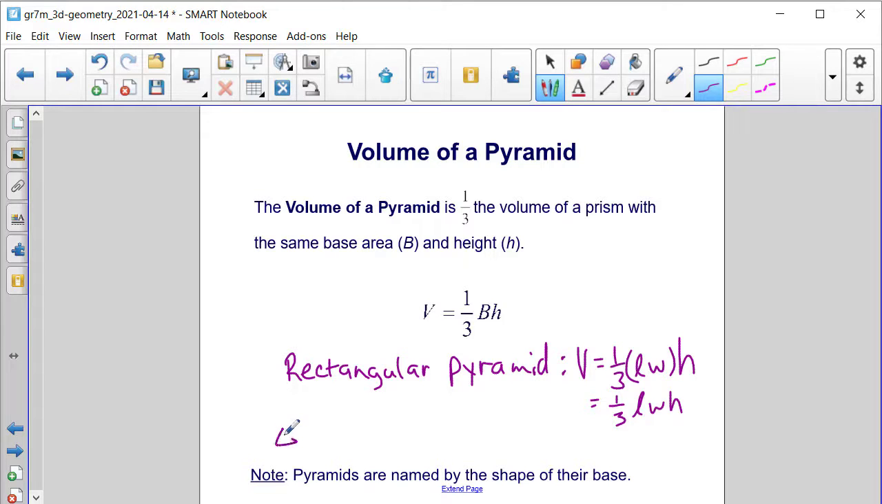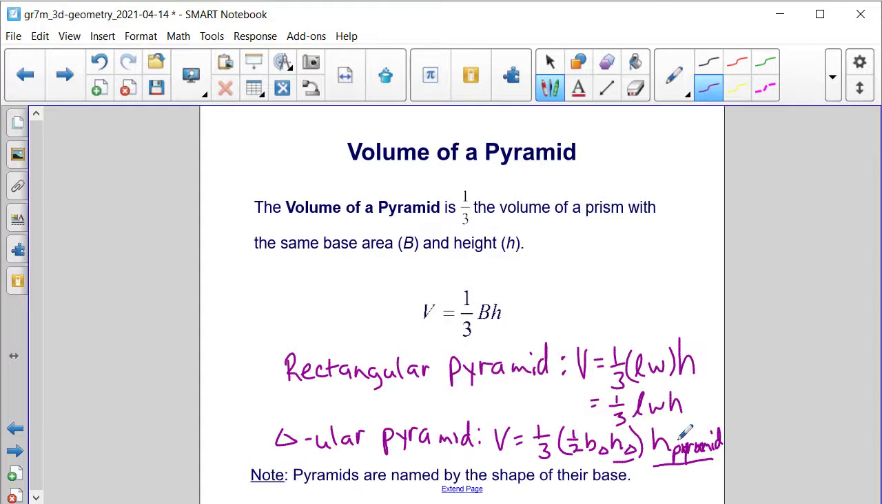If it was a triangular pyramid, its volume would still be 1/3 times the area of the base, which would be 1/2 the base of the triangle times the height of the triangle, and then you would multiply that by the height of the pyramid. Please note that these two height values are not going to be the same. Let's take a look at some examples to see how this is the case.